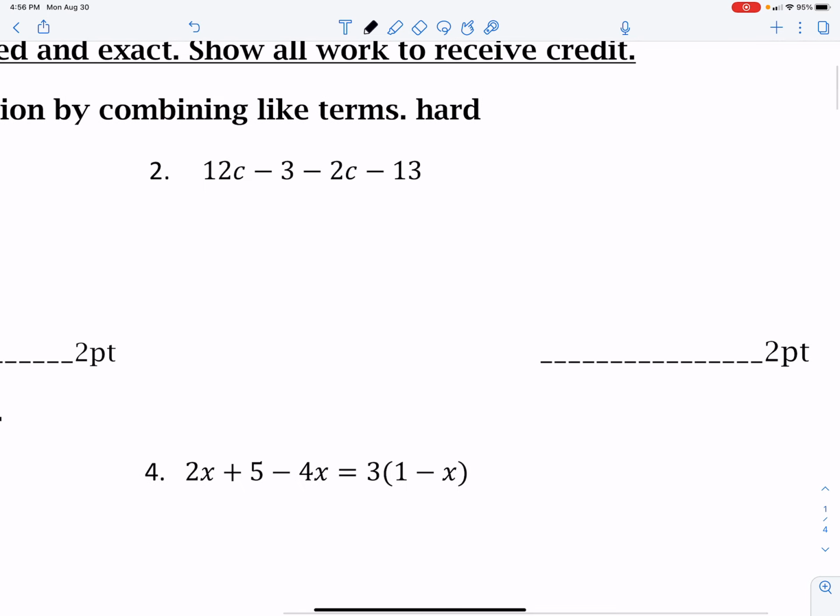On number 2, there is no distribution. So on this one, we are just looking at combining like terms. So I have 12c and negative 2c. The sign goes with that coefficient or with that term. So 12c minus 2c gives me 10c. Negative 3 has no variable, so it's a constant, along with negative 13. Those two combined will be negative 16.